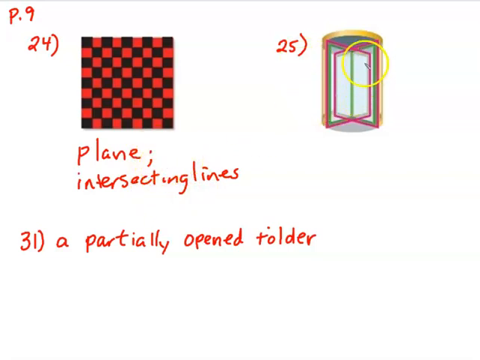Number 25, we have this, looks like a revolving door. The red outline here looks like there's two different planes represented by the red outline. So we have two planes, and you notice that they intersect right here where this green vertical line is that I'm marking over. So we'll conclude this description as two planes intersecting in a line.